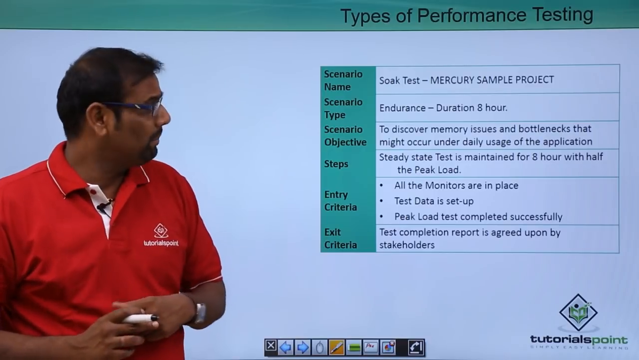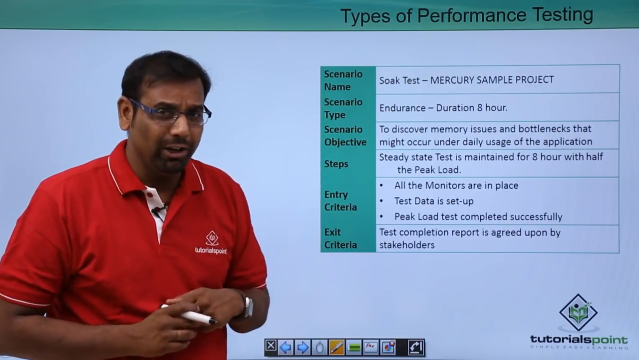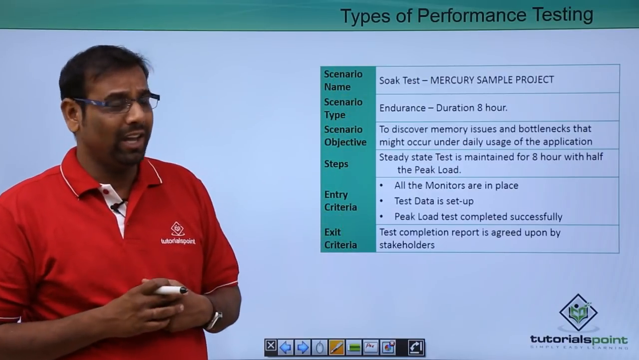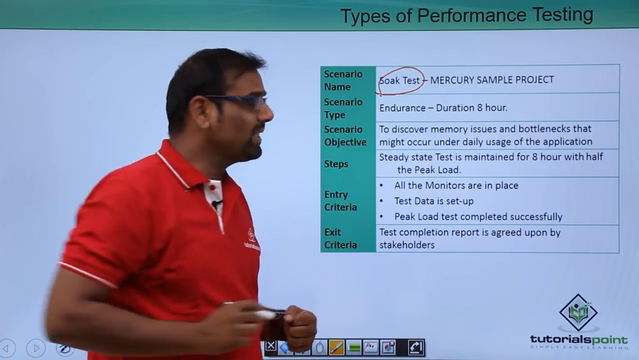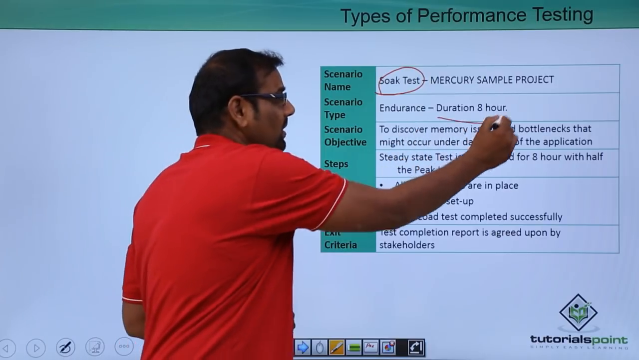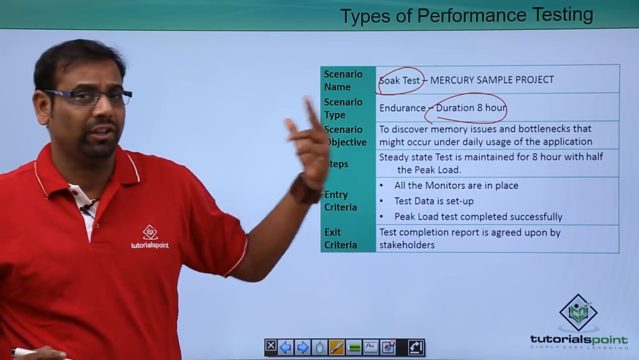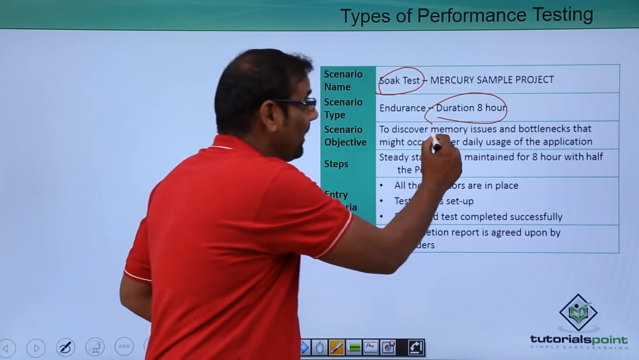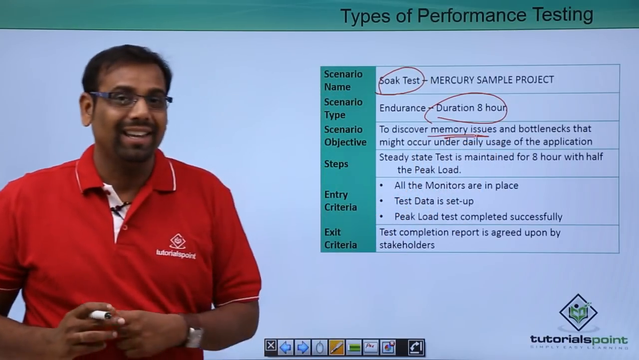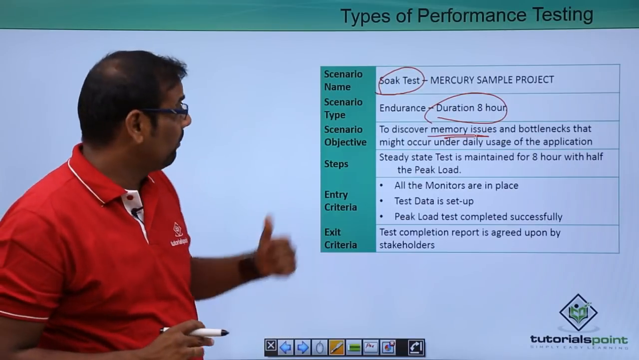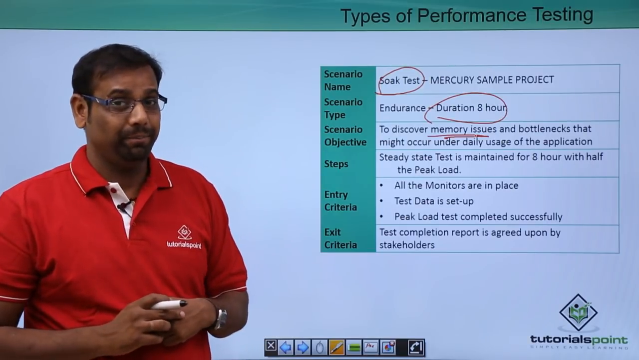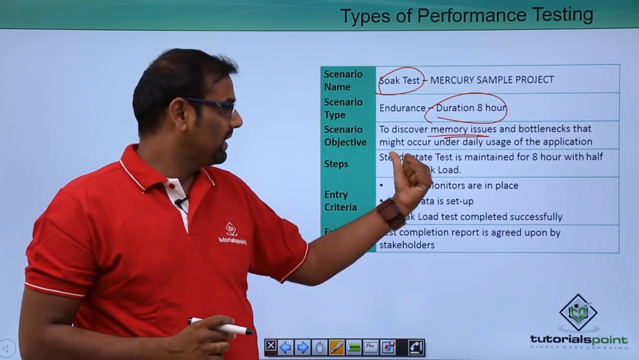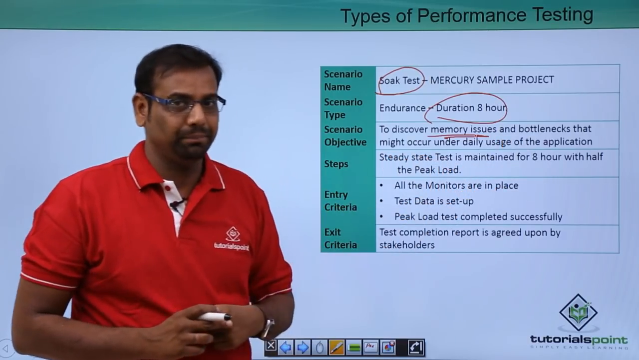See my little example. Again, I have taken the Mercury project itself. Let's say that's my project, and I have created a scenario for that. So the name is the soak test. I have run it for 8 hours, so that could be 24 hours or 3 days. And what is the objective of this? To discover the memory leaks. Okay, that is one of the important things that we wanted to identify using this. And the steps, you see, you have a ramp up and you have a steady state test for 8 hours.